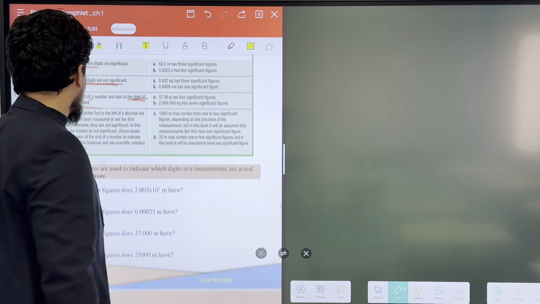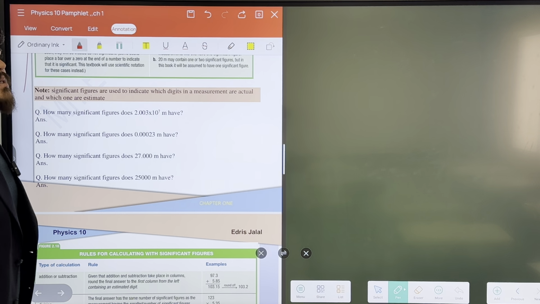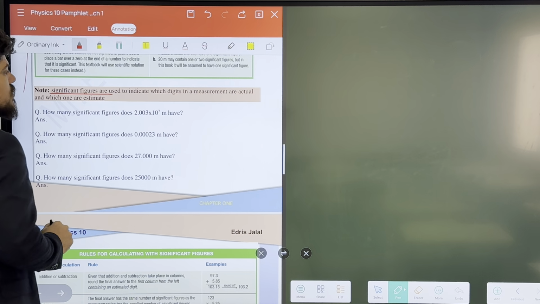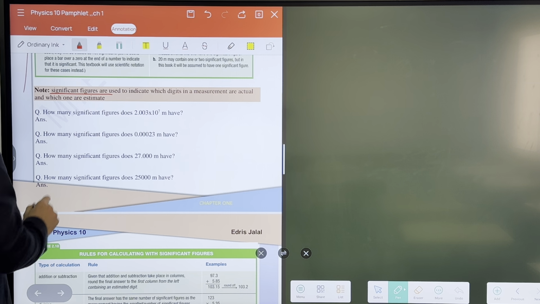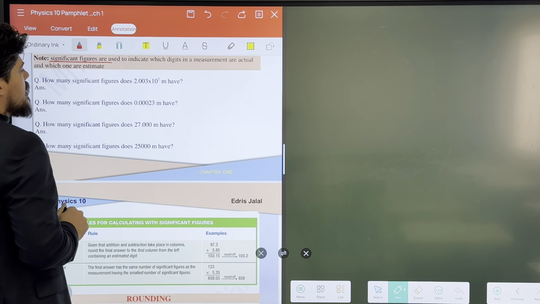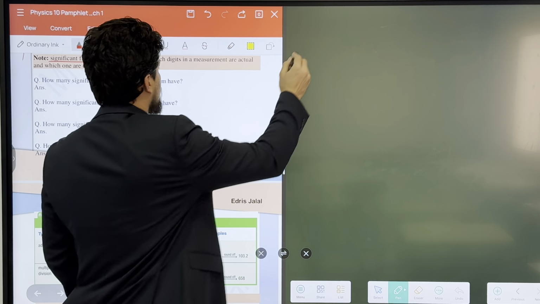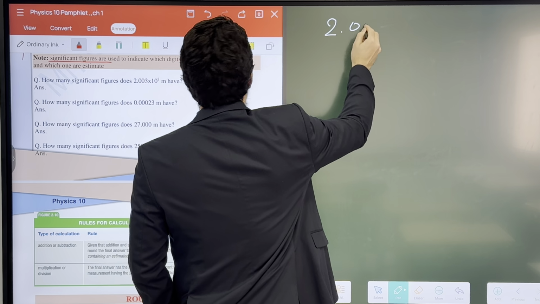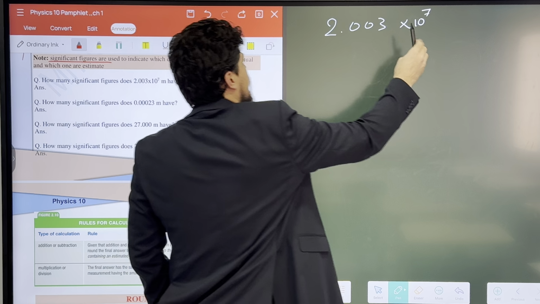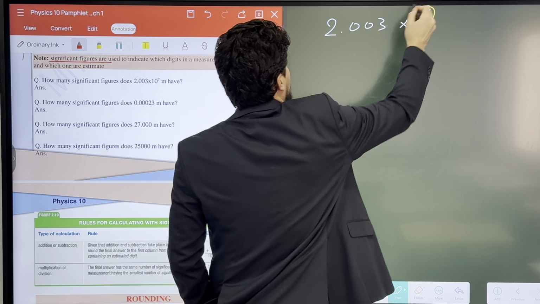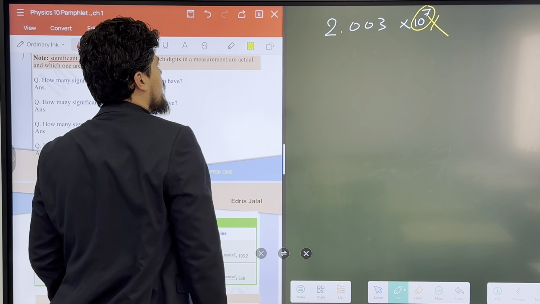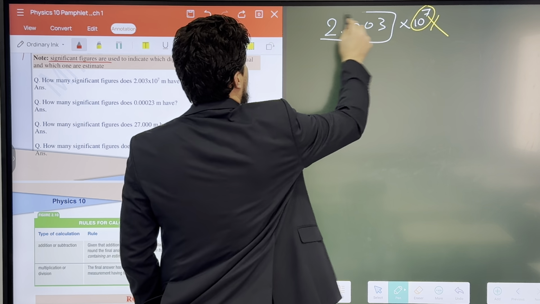So that's all about the rules of the zeros, whether they are significant or not. Significant figures are used to indicate which digits in the measurements are actual and which ones are estimated. How many significant figures does this number have? 2.003 times 10 to the power 7. Guys, don't worry about the power. The power is not a significant figure here, okay? So we have to count only this number.